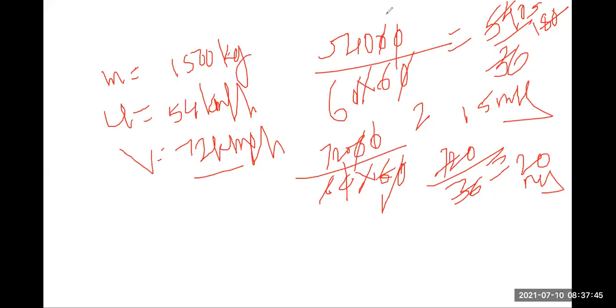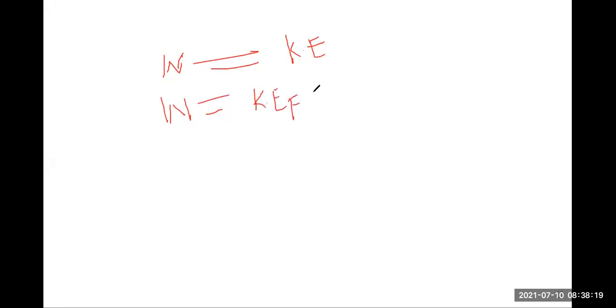Now, the work done by the car, we have to find the work done by the car. So work done by car is equal to the change in kinetic energy of the car. Here we got two kinetic energies, first for initial and second for final. So we'll take kinetic energy for final velocity minus kinetic energy for initial velocity.